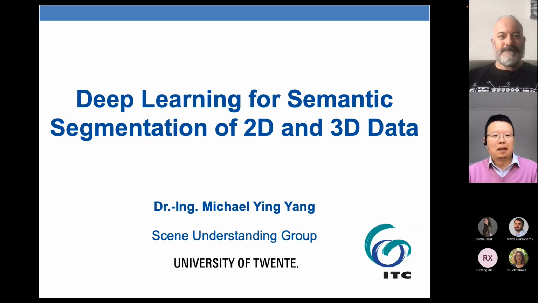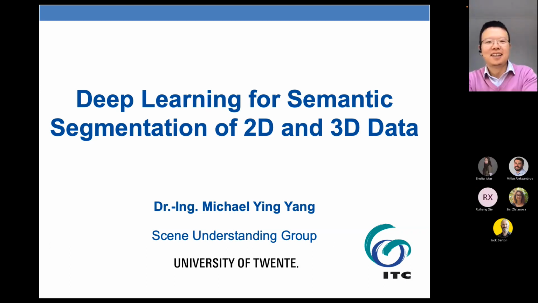This is Michael. I was thinking about what to give at such a workshop, the Pointcloud workshop series. In the end, I gave this title: Deep Learning for Semantic Segmentation of 2D and 3D data. So I won't only talk about the Pointcloud data, but also about images at the beginning. I'm Michael from ITC.